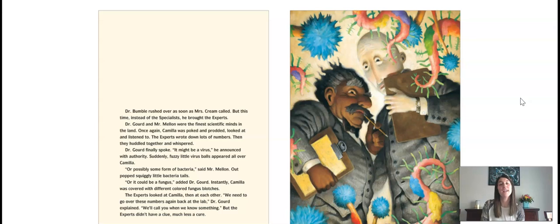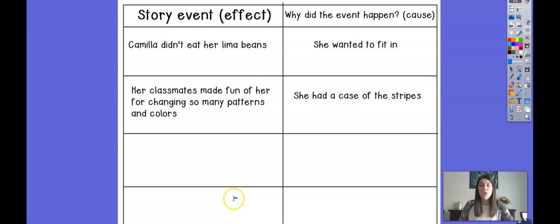So let's stop right there. Are there any other cause and effect relationships that you have found in this book? I'm going to give you a second to pause, maybe rewind, and see if you can find two cause and effect relationships so far. Hopefully you were thinking about those important events that happen in the story, because when we're looking at how story events are connected, we're thinking about the important events.